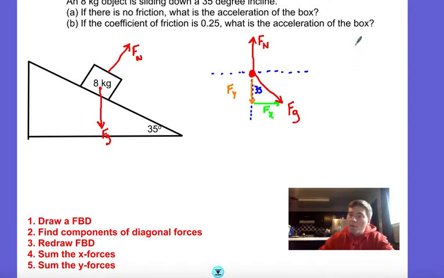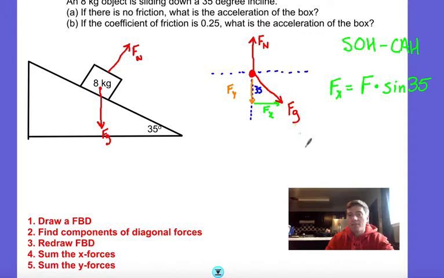So remember, when we're using our trigonometric identities, the only things we have to worry about here are SOH and CAH. If I'm going to find the opposite side, that is using the sine. So I can say that F sub x is the force times the sine of 35. Okay, there's a problem here. I don't have the force. What is the magnitude of this force? Well, that's the force of gravity acting upon this object right here.